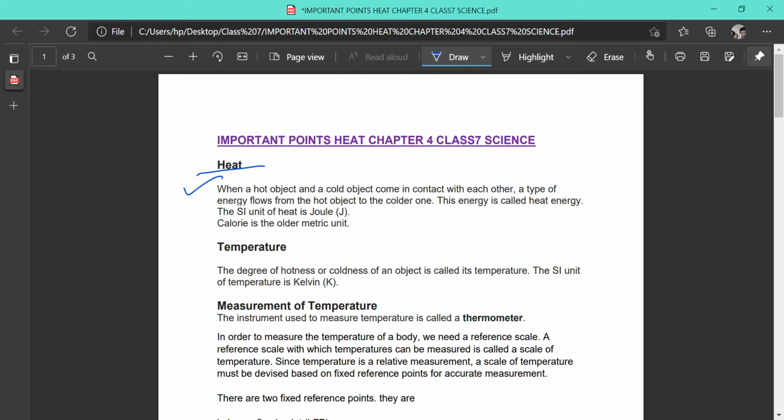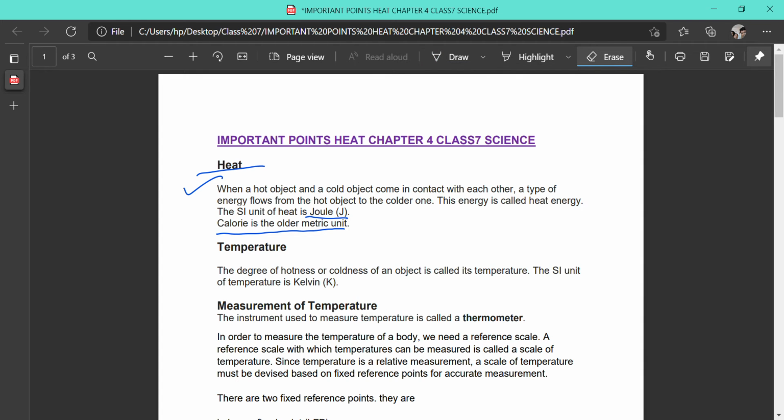It has a unit. The unit of heat energy is the joule, and the calorie is the older metric unit of heat. So what is it? It is a form of energy. And how does it flow? It flows from a hotter body to a colder body. Always we will see that heat flows from a hotter body to a colder body.